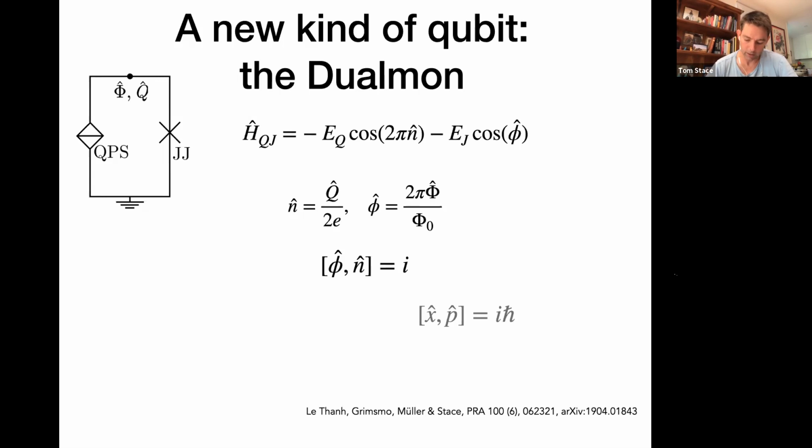Just to reiterate, phi and n are mechanical-like, there's an analogy with mechanical commutation relations, xp is i h bar, phi and n being dimensionless quantities. The right-hand side of their commutation relation is dimensionless, but it is of the same form. And so the question is, what are the properties of this device? And what I'll get to is that there's an interesting encoding for a qubit that sits inside that.